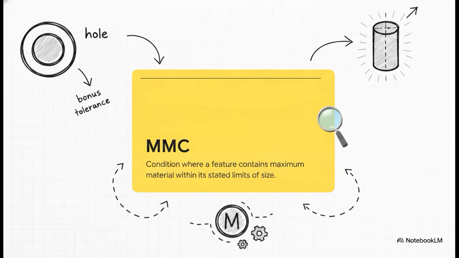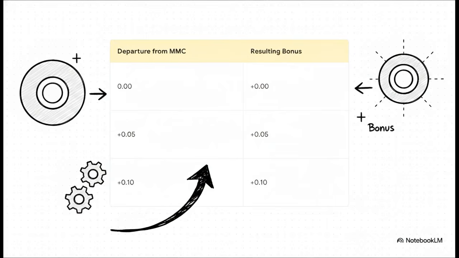The ASME standard defines maximum material condition, or MMC, as the condition in which a feature of size contains the maximum amount of material within its stated limits of size. So for an internal feature, like a hole, maximum material means the hole is at its absolutely smallest allowable diameter. For an external feature, like a pin, it means the pin is at its largest allowable diameter. Now, look at how this math actually works out in reality.